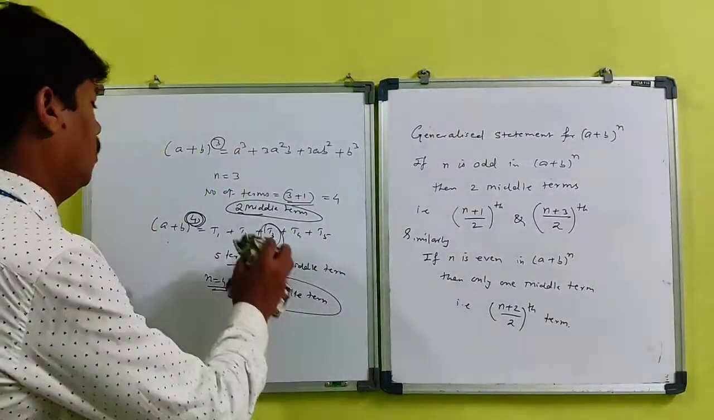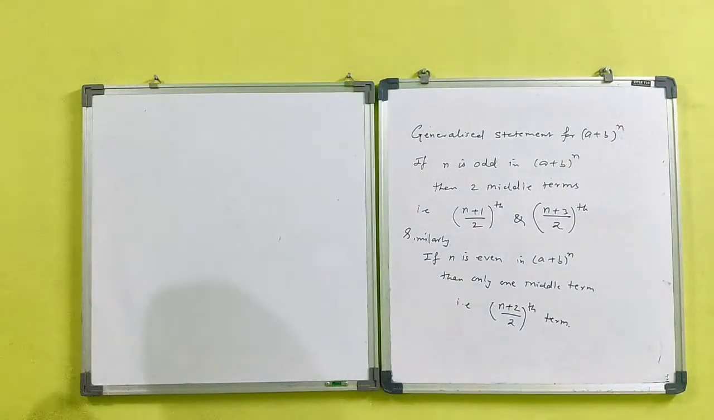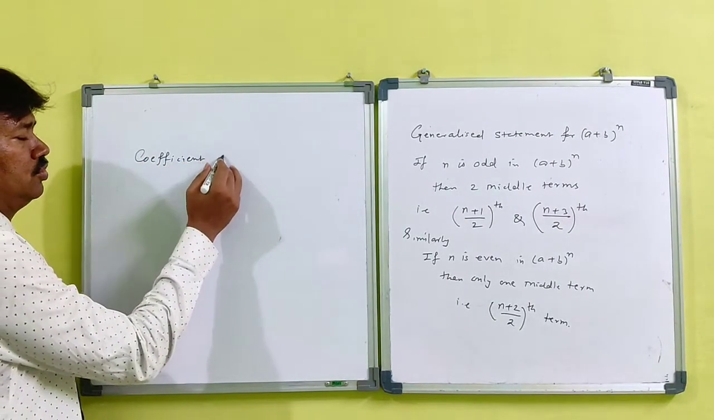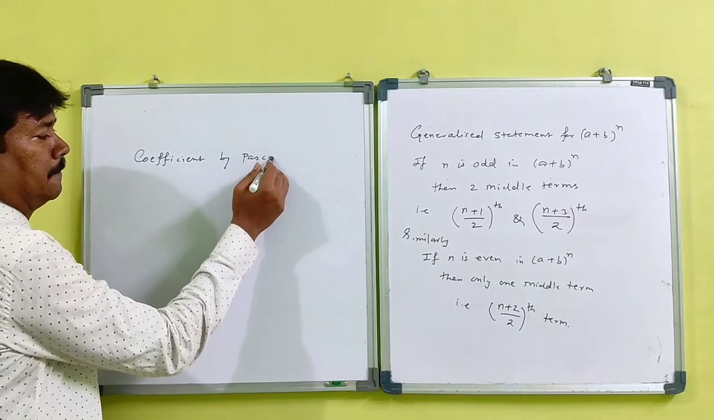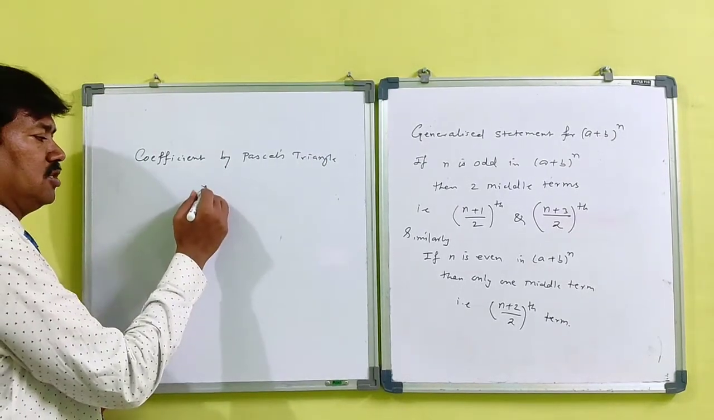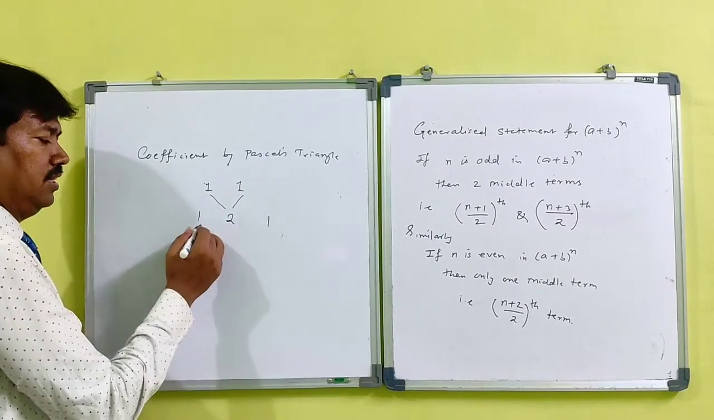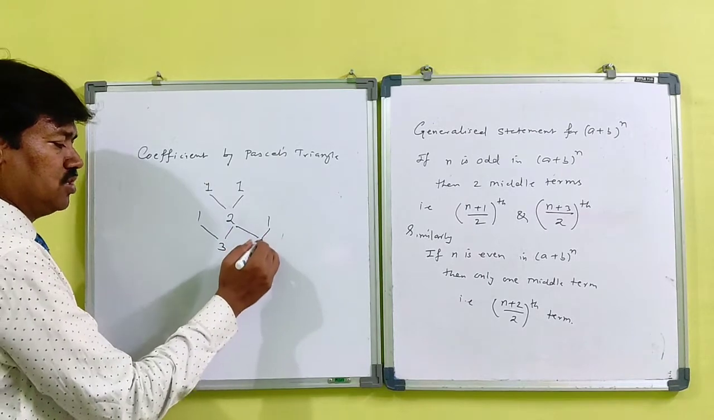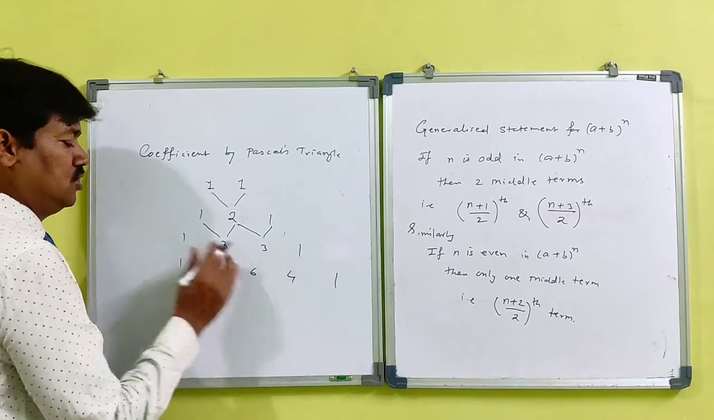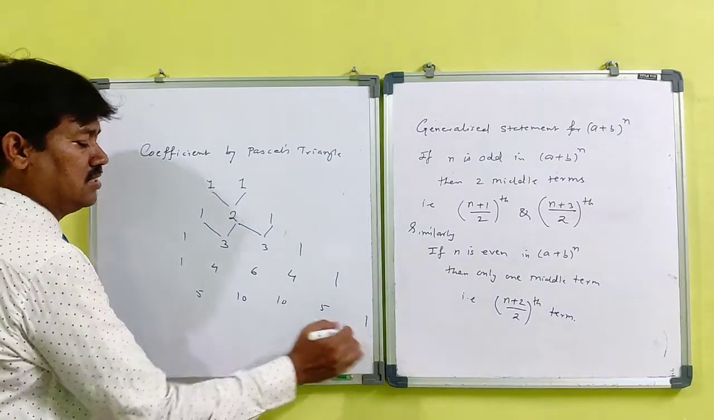Also, if you observe the coefficients by Pascal's triangle, what are the coefficients? In Pascal's triangle, this is 1, 1. The next is the addition of these 2, that is 2, and then again 1, 1. Then the addition of 1 plus 2 is 3, 2 plus 1 is 3, then 1, 1. That we already know. You have to add and write in between, and the last is always 1, 1.